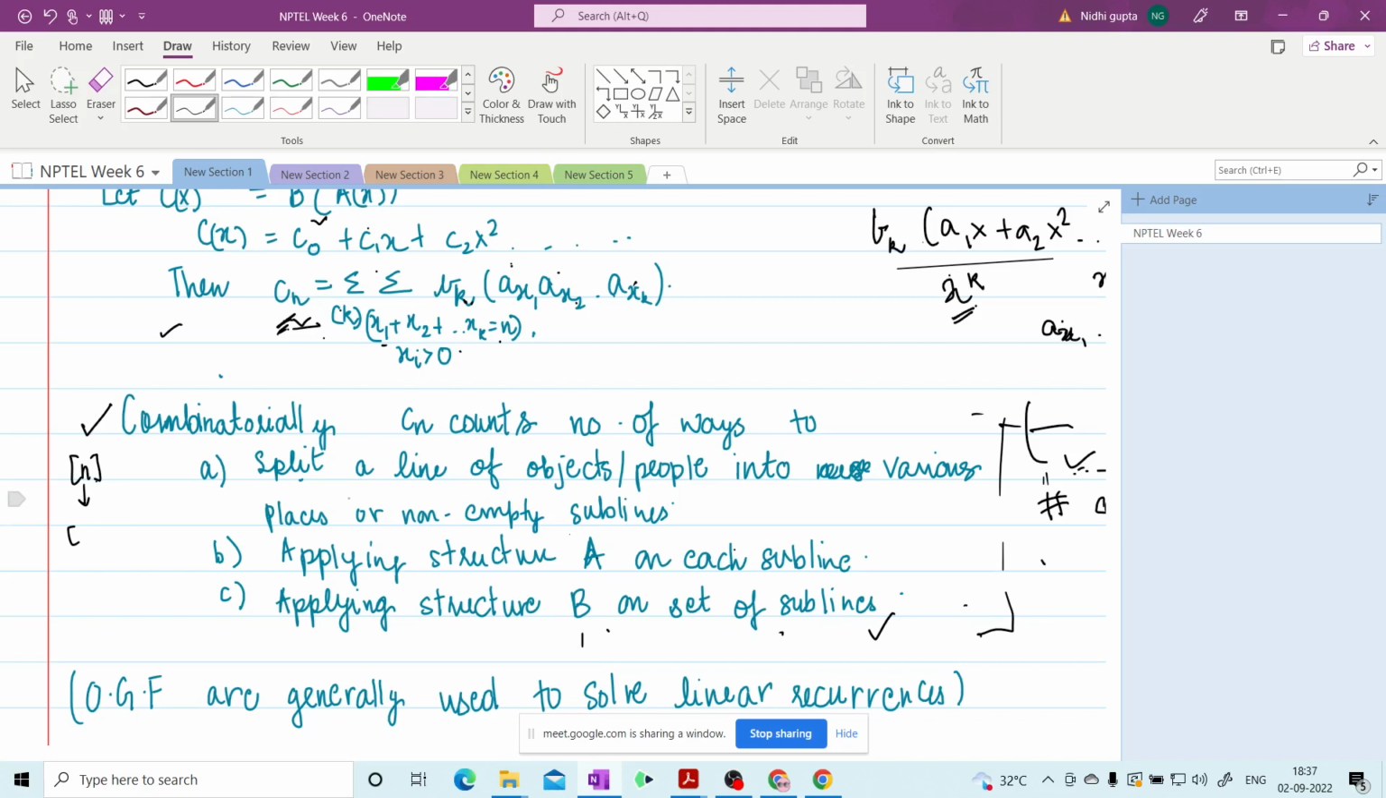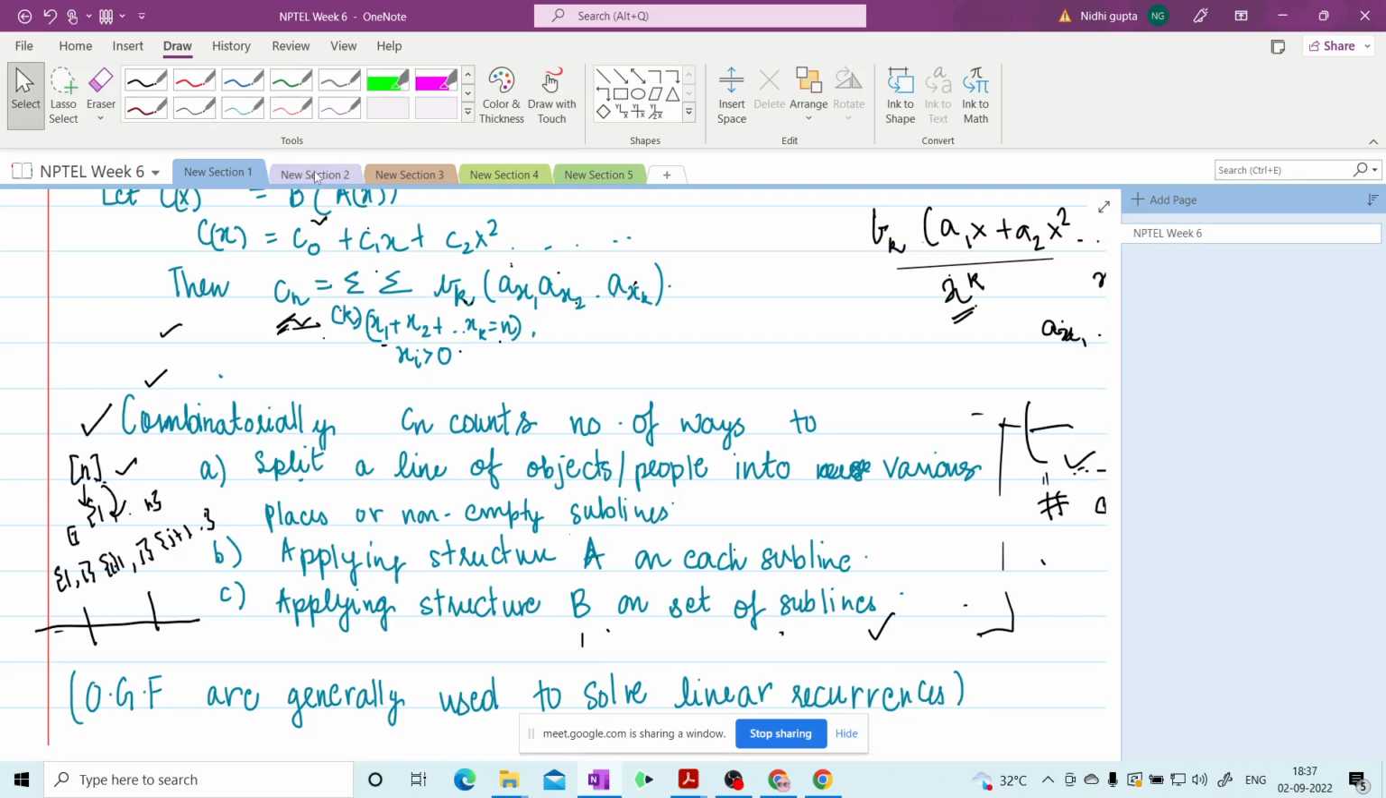Here we are splitting n into intervals. If we have 1 to n, we are only allowed to do something like 1 till i, i plus 1 till some j, j plus 1 till n. So in a way we have a line of n people standing, and we are splitting those lines. In ordinary generating functions, we are considering partitions of n into intervals.